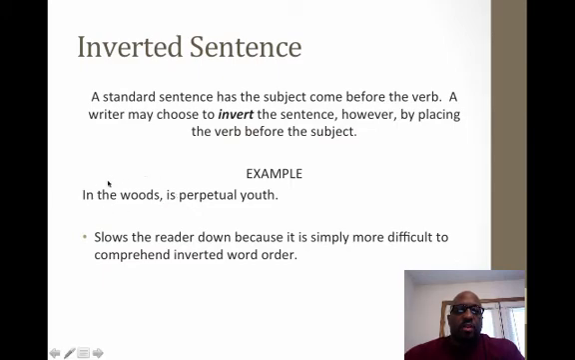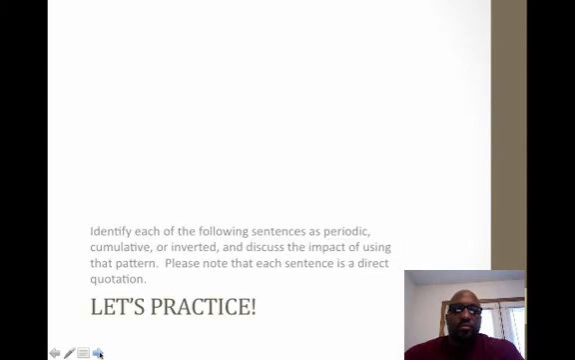So you're describing the place here, and then you say is perpetual youth. This could have easily been written perpetual youth is in the woods, but they wrote it as in the woods is perpetual youth. It slows the reader down because it's simply more difficult to comprehend an inverted sentence because of the order. So you have to really look at the sentence and try to figure out what the author is saying. So that's another style of writing.